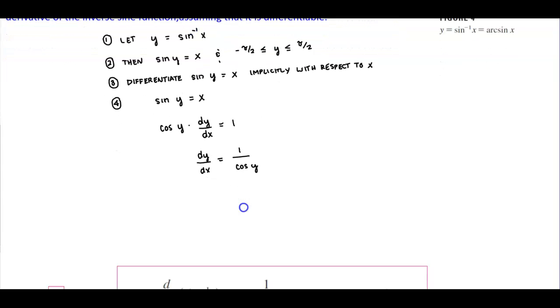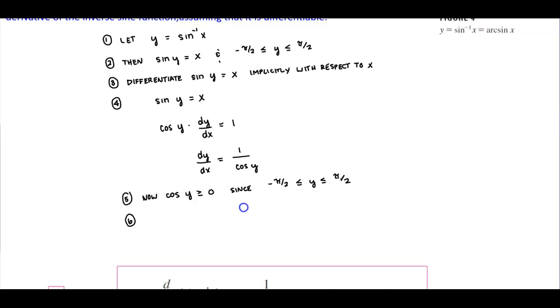Okay, so now we need to take a look at this denominator. And what does this denominator tell us? Well, we know that the cosine of y is greater than or equal to 0, since we know that y has to be in between negative pi over 2 and pi over 2. So what does that tell us?